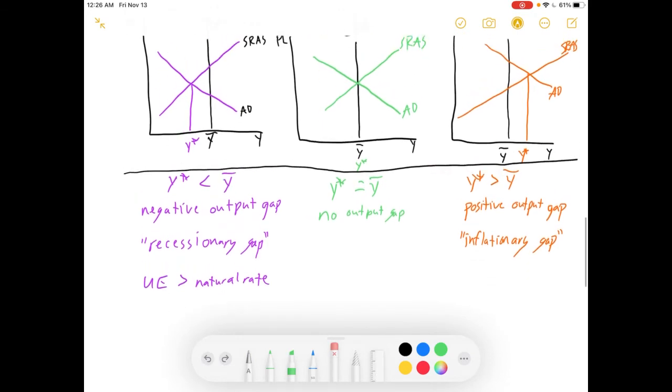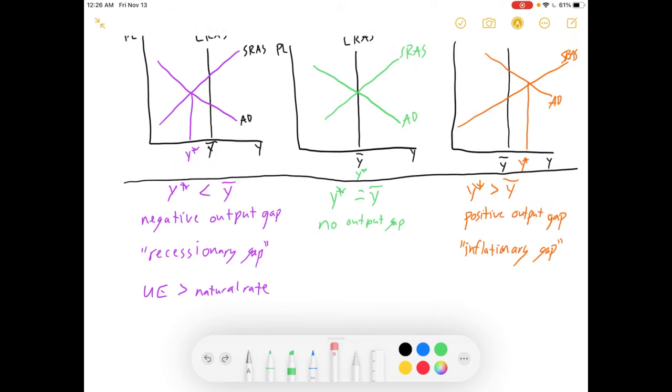Back to purple. GDP is low, and so our unemployment will be higher than the natural rate. The natural rate is what happens at Y bar. If we're producing less than that, then we have fewer workers, so the unemployment rate will be higher. In the green, the unemployment rate is the natural rate of unemployment. And in the orange, the unemployment rate is less than the natural rate of unemployment.